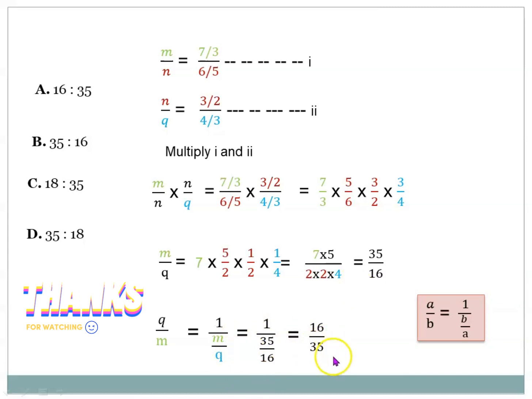So what do we have now? We have q ratio m equal to 16 ratio 35. Now we check the options from A to D. Which one is the right option for us to choose? We see that option A is the right option. Thank you for watching. Bye-bye.